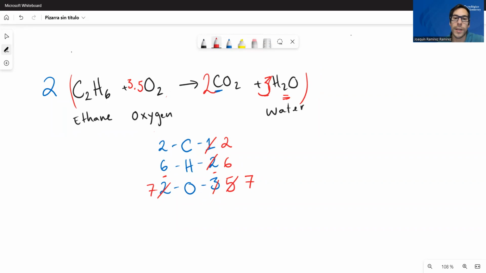So I will write it down here. So I have 2 molecules of ethane plus 2 times 3.5 is 7 molecules of oxygen, produces 4 molecules of CO2 plus 6 molecules of water. Okay, so that will be the general explanation of how to balance chemical reactions.